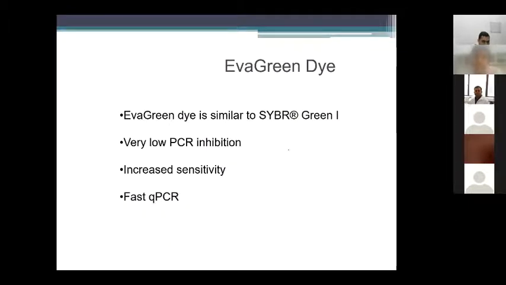Another important dye is the EvaGreen dye. EvaGreen dye is similar to SYBR Green, and it has very low PCR inhibition and increased sensitivity as compared to SYBR Green. It also gives a faster PCR reaction because it takes a little less time as compared to SYBR Green dye.